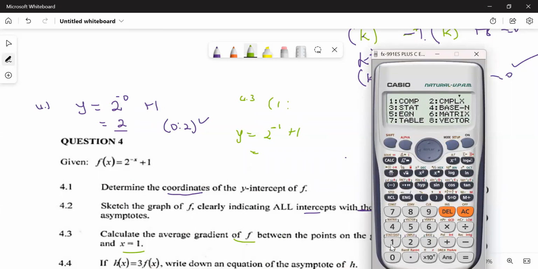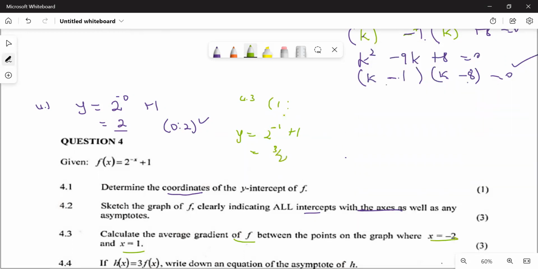Okay, let's go to mode 1 again. And then we have 2 to the power of minus 1 again, plus 1. It gives us 3 all over 2. You come and put it here, which here you have 3 all over 2. So when x is 1, our y is 3 all over 2. Okay, what else do we know?